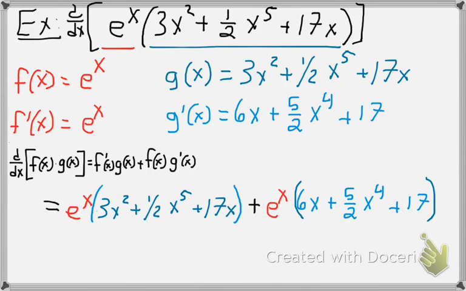Then, again using our formula for the product rule, we can simply plug these in, and we end up with e to the x times 3x squared plus 1/2 x to the fifth plus 17x, plus e to the x times 6x plus 5/2 x to the fourth plus 17.